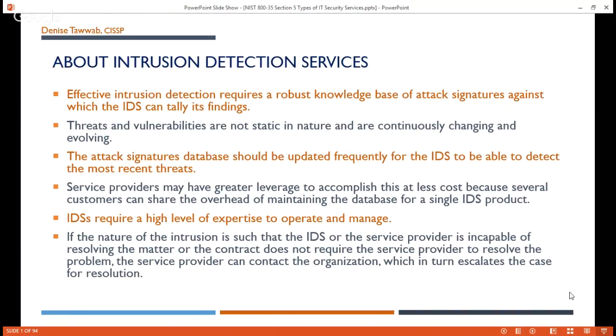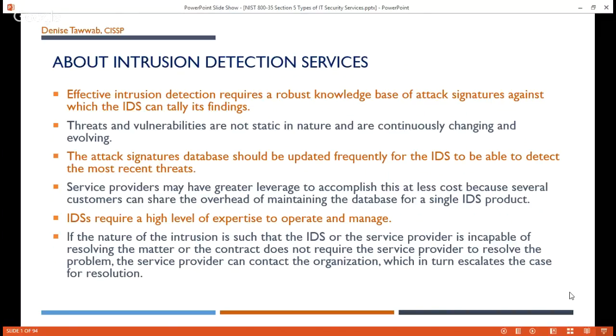A little bit about intrusion detection services. Effective intrusion detection requires a robust knowledge base of attack signatures against which the IDS can tally its findings. Threats and vulnerabilities are not static in nature, and they're continuously changing and evolving. So your attack signatures database should be updated frequently, and it has to be for the IDS to be effective in detecting the most recent threats.